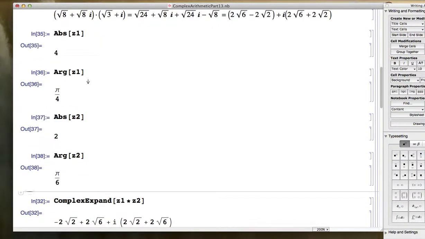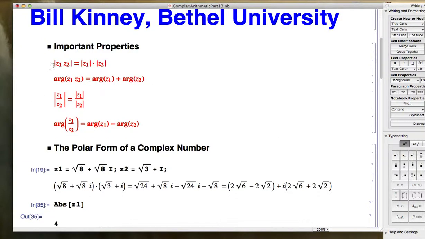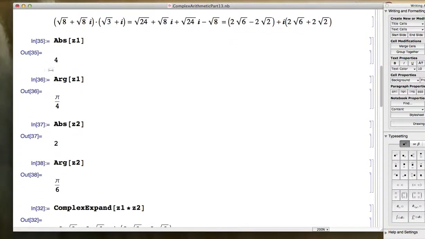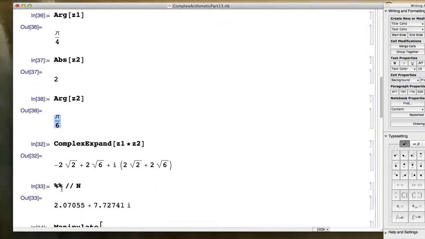So, by these facts up here, in particular this one and this one, the product of Z1 and Z2 should have a modulus equal to 4 times 2, or 8, and should have an argument equal to the sum of pi over 4 and pi over 6. If you get a common denominator of 12, this would be 3 pi over 12, and this would be 2 pi over 12. You add those together, you're going to get 5 pi over 12. Let's see if that happens.